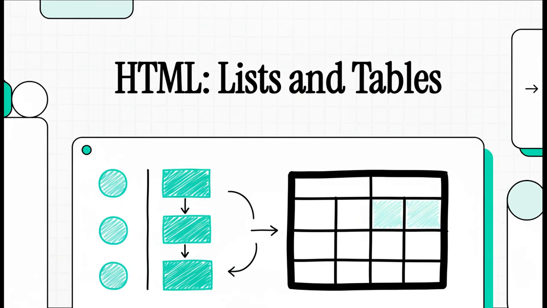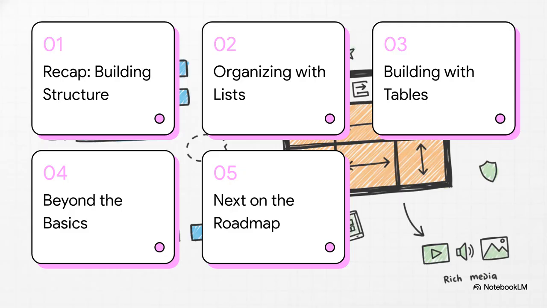Today, we're adding some absolutely essential organization tools to our HTML skill set: lists and tables. These are the elements that take a simple wall of text and turn it into structured, meaningful information. So here's our game plan.